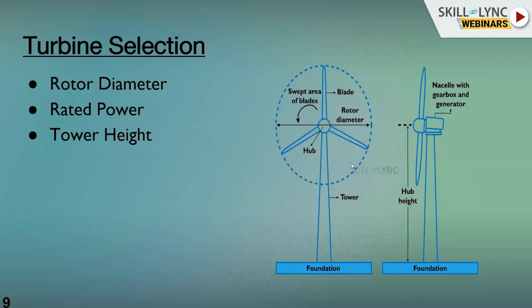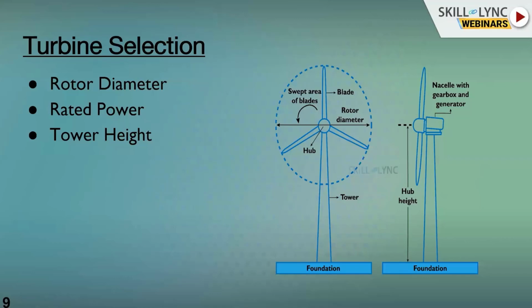Here, the blade diameter is normally called the rotor diameter, which gives the swept area. The height of the tower to the center of the hub is called the hub height. That is the height of the wind turbine. Rated power is generally for the generator; the generator has the rated power. Based on these conditions, you have to choose the turbine.